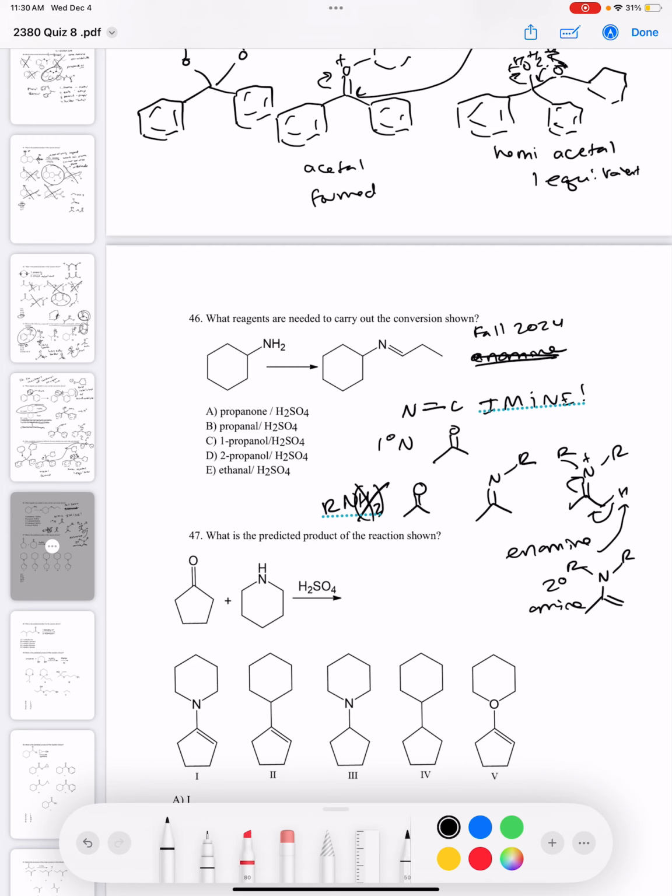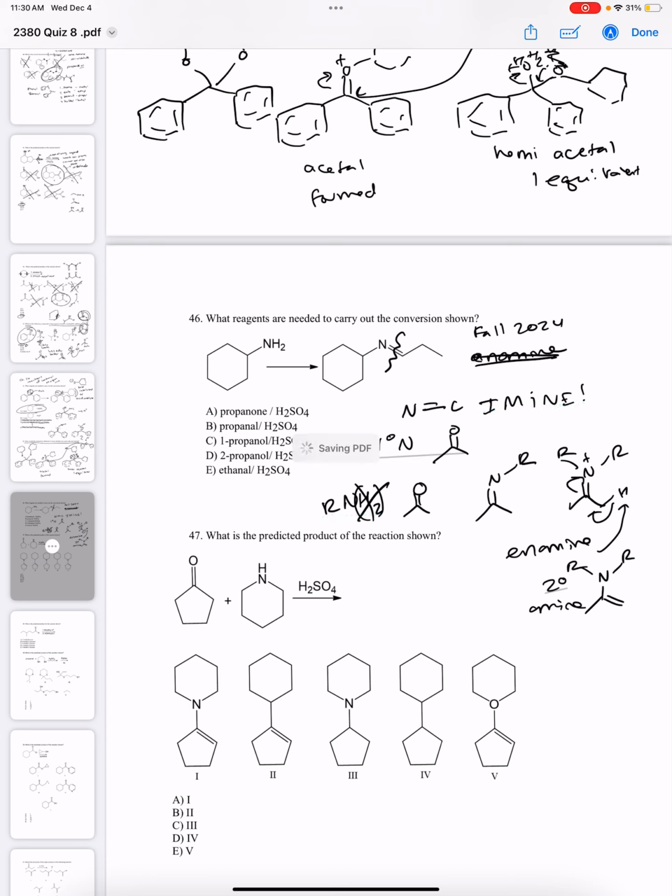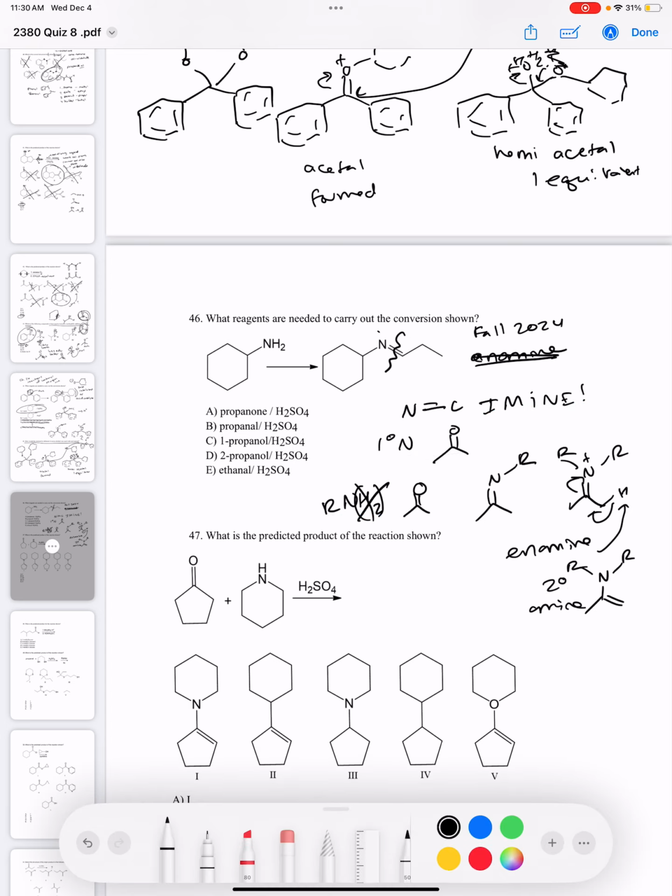So when I see a nitrogen double bonded to anything like this, I immediately think this right here probably was NH2, and this right here was probably a carbonyl of some kind. So that's what I'm looking for, a carbonyl. And it looks like it has three carbons, and right where the carbonyl was, there's nothing on the other side. There's just a hydrogen there.